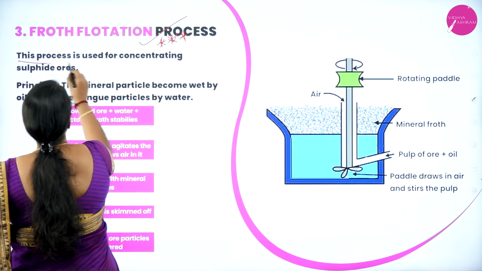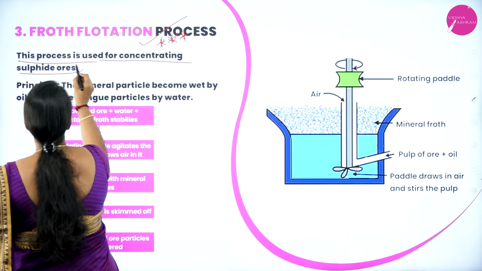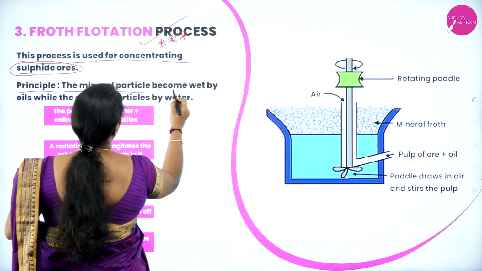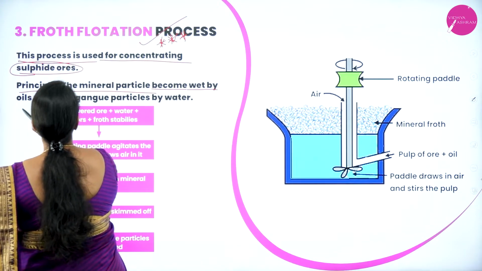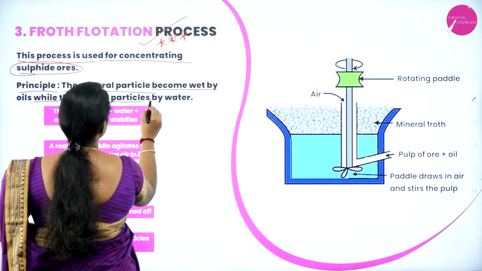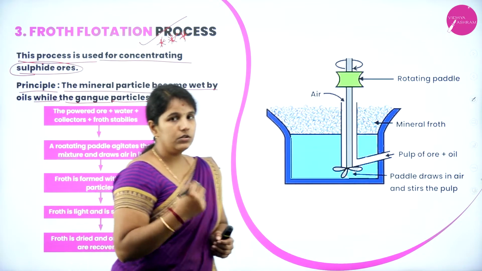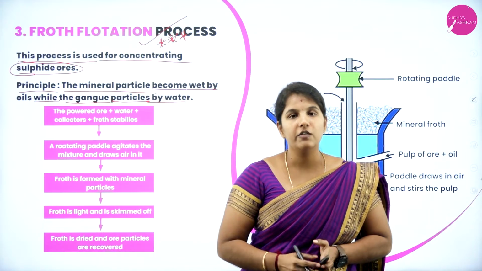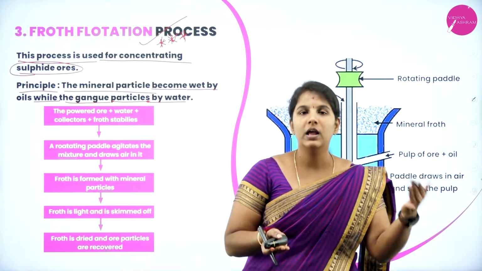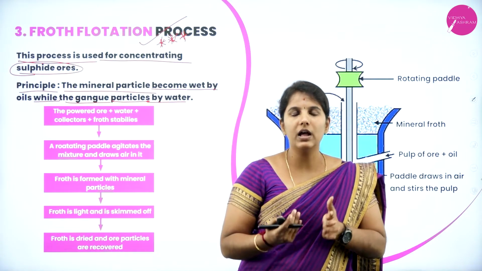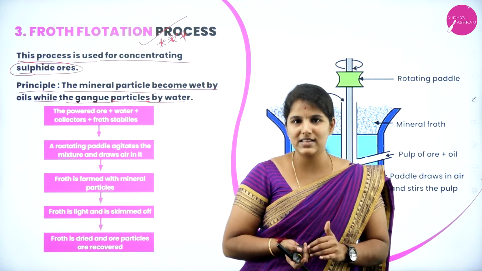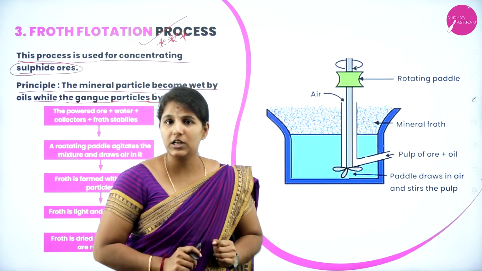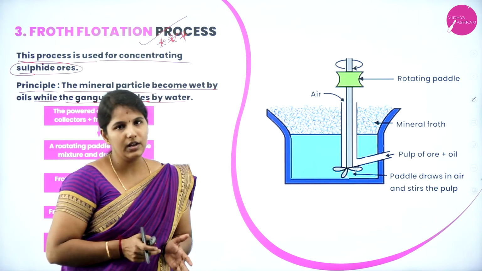This process is used for concentration of the sulfide ore. The main principle is that the mineral particles become wet by the oil, while the gangue particles are wetted by the water. This is the main principle followed in froth floatation, whereby our minerals are wetted by the oil, whereas the gangue particles are wetted by the water. How do they do it? Let us understand with the diagram along with the flow chart. And remember, this technique is specially used for the concentration of the sulfide ore.